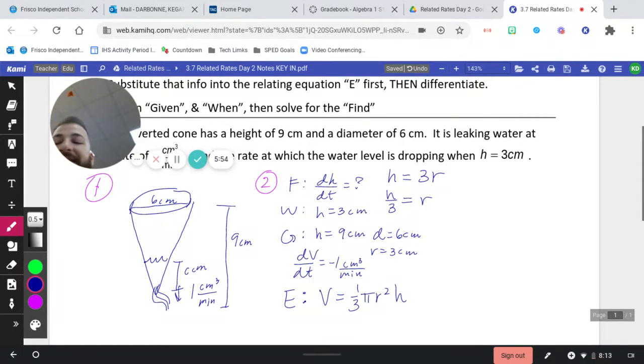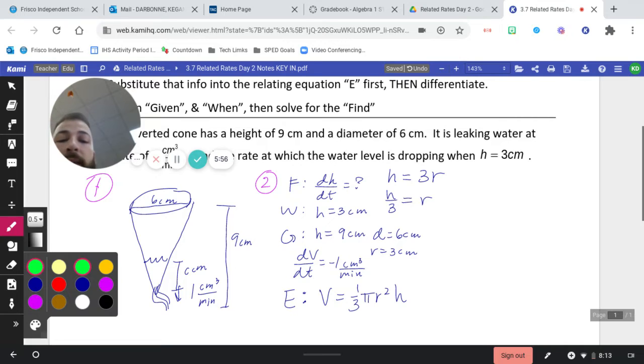So now I can take this and substitute it in for r in my equation before we derive it. So step 3, we're going to substitute anything in we need to before we derive. So volume is equal to 1/3 pi, and then instead of r squared, (h over 3) squared, times h.